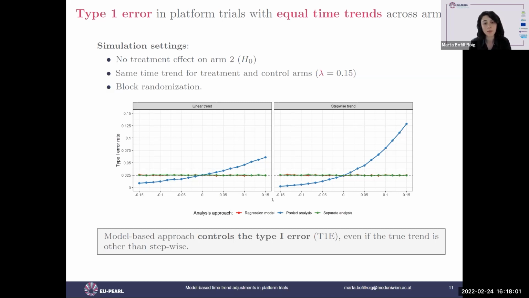Indeed, in the paper, we show that this holds asymptotically for both binary and continuous endpoints and for different time trend patterns other than linear time trends. Next slide, please.